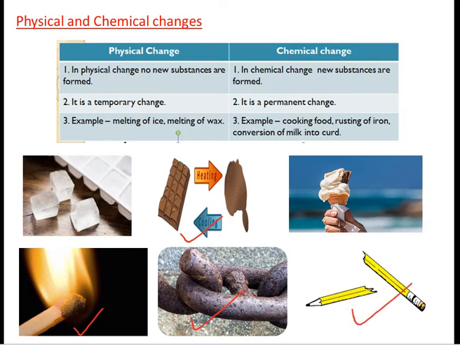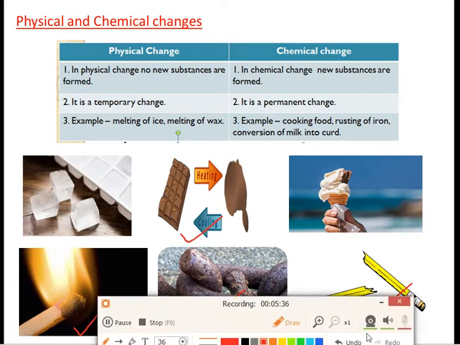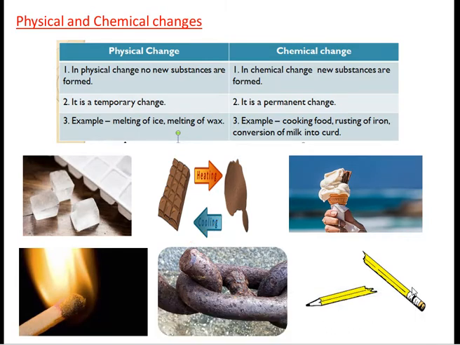Breaking of a pencil. In this, no new substance is formed. The pencil is still a pencil. The only thing is that it has been broken into two pieces. So it is a physical change. I hope you all have understood the difference between physical and chemical change. Physical changes are those in which no new substances are formed and the identity of the substance remains the same. But in chemical change, new substances are always formed and the identity of the substance is also changed.